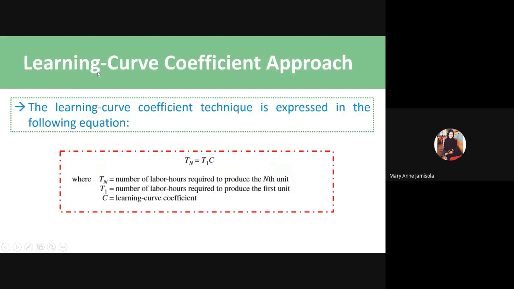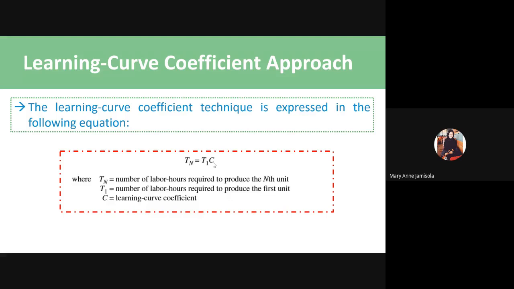The third approach is the learning curve coefficient approach. The learning curve coefficient technique is expressed in the following equation. If you notice, for the three equations, the first part is the same. Tn is equal to T1. Then what really changed is only the last coefficient, or the last variable rather.